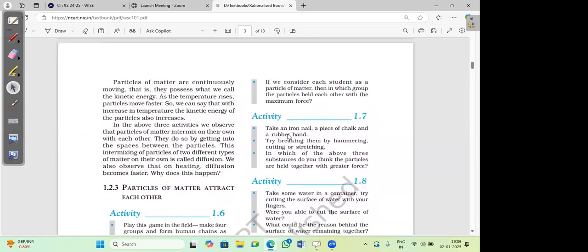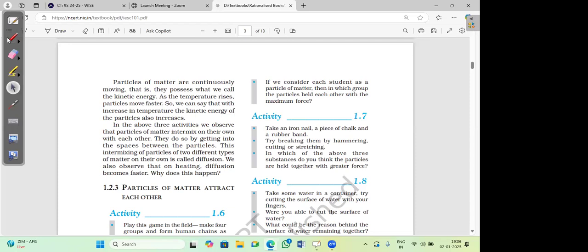Okay. Suppose I take an iron nail and I try to hammer it. So the iron nail does not break into pieces. It changes its shape. Whereas if I hammer a piece of chalk, it breaks into pieces. If I take a rubber band and hammer it, it also changes its shape. So it means that the particles in an iron nail are held together with strong forces. So that is why they do not break.